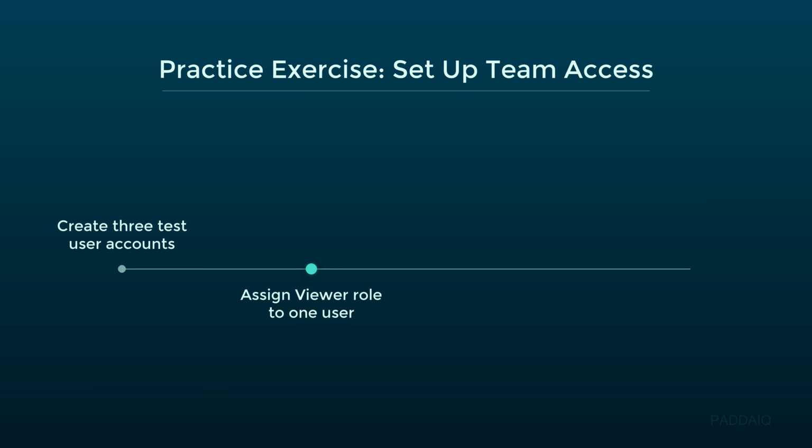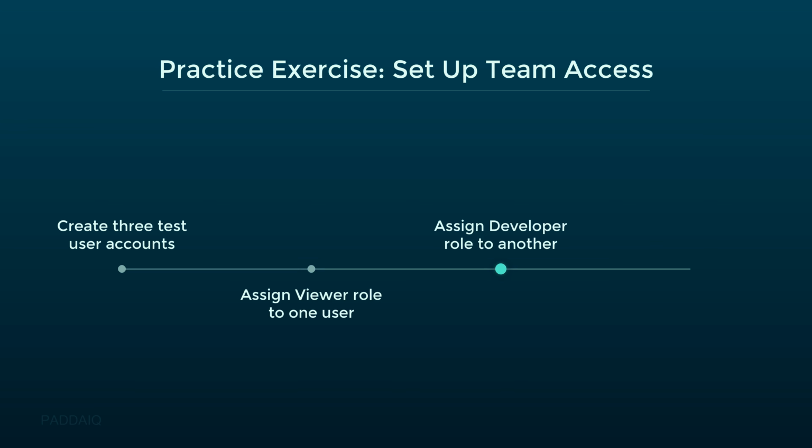Assign viewer role to one user. This means granting someone permission to see but not change SAP BTP resources. For example, a new team member who needs to monitor application health can be given this role to view dashboards and logs without making modifications. This ensures they can observe the system safely.